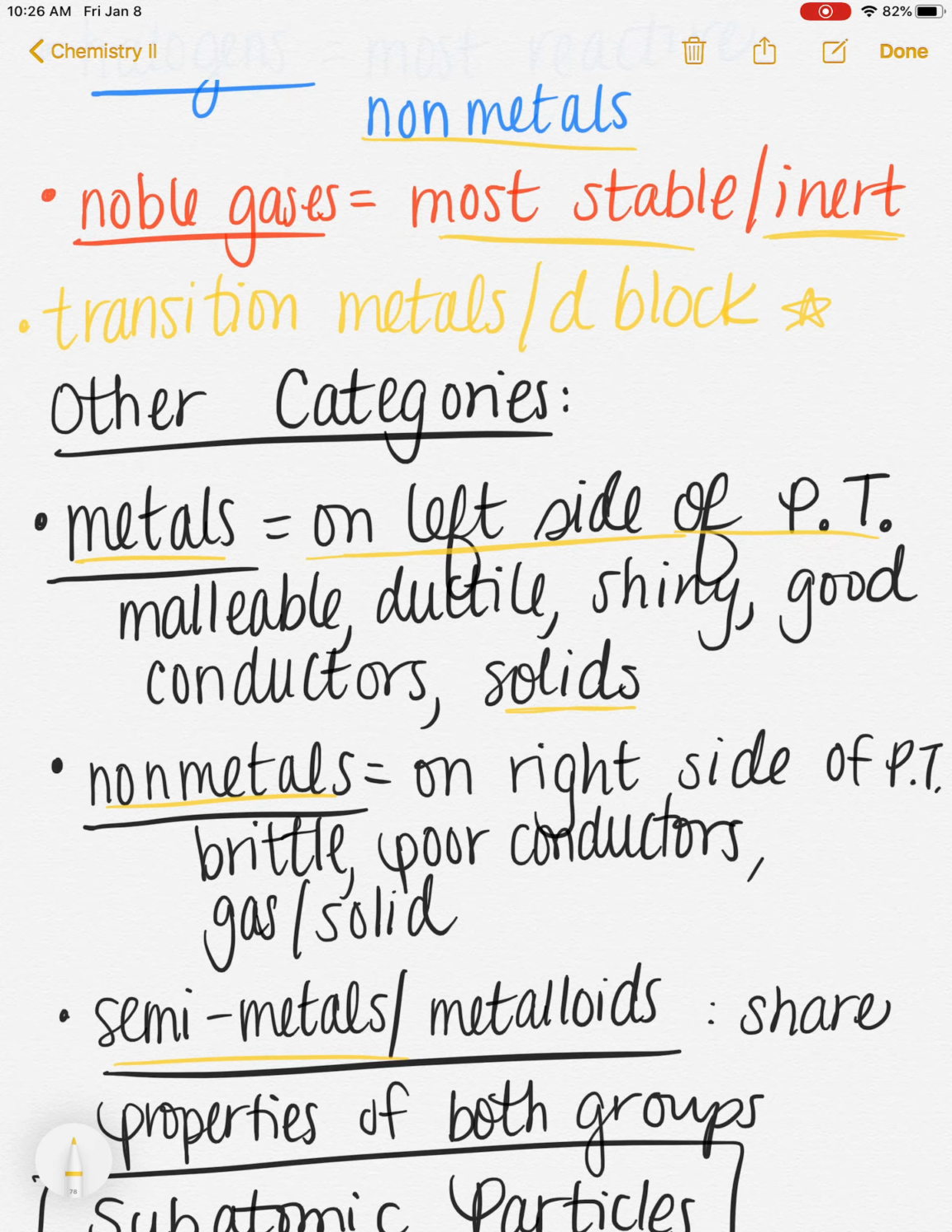The nonmetals can be found on the right side of the periodic table, and essentially they're like the opposites of metals. They are brittle, which means if you strike them, they will shatter. They are poor conductors. Sometimes instead of saying poor conductors, we'll call that being an insulator. Some of them are gases at room temperature, some of them are solids. There is one liquid nonmetal at room temperature, that is bromine.